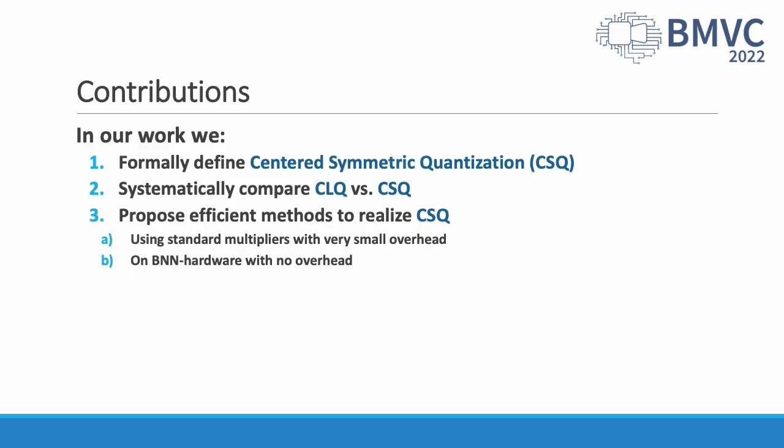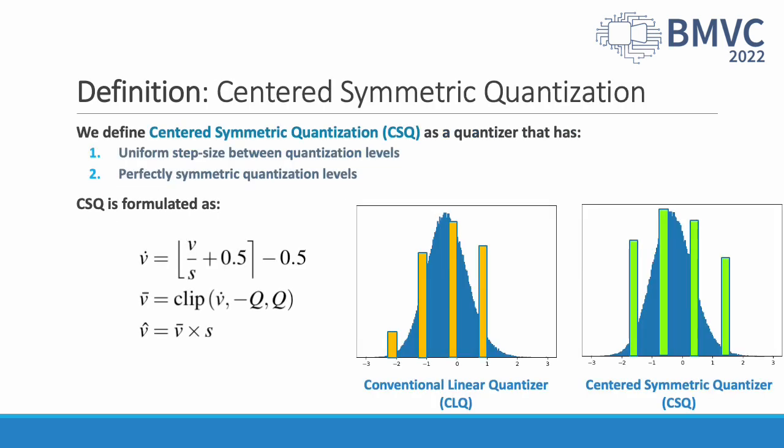In this work, we make three contributions. First, we formally define CSQ. Second, we systematically compare CLQ and CSQ. Third, we propose two efficient methods to realize CSQ. We define CSQ as a quantizer that has two fundamental properties. The first is that it must have uniform step size between quantization levels, which means that it must be a linear quantizer. The second is that it must have perfectly symmetric quantization levels, which means that the number of positive and negative quantization levels must be the same.